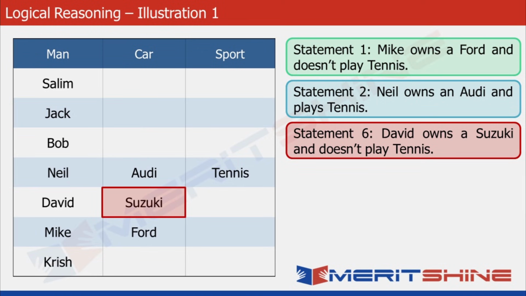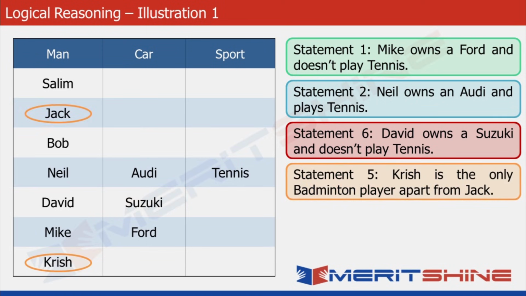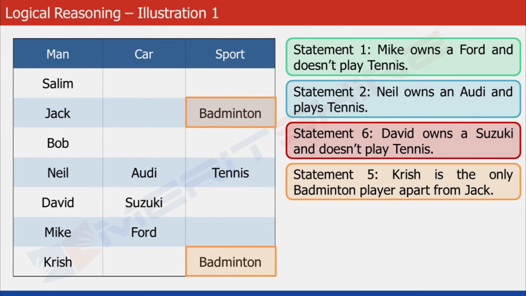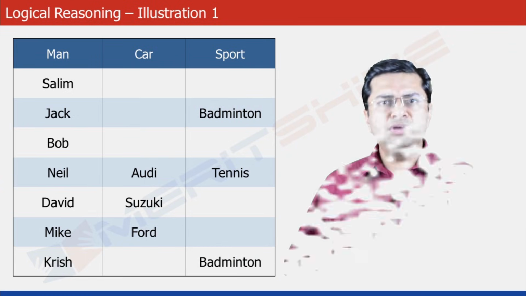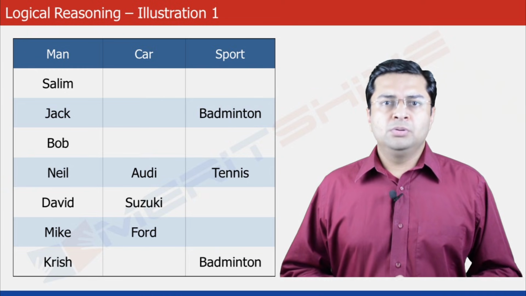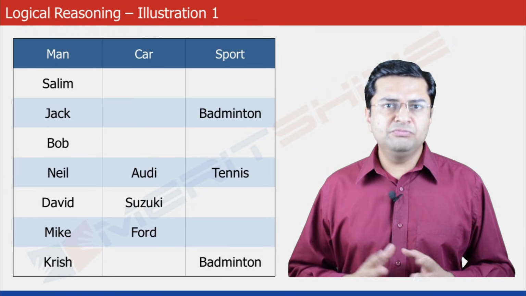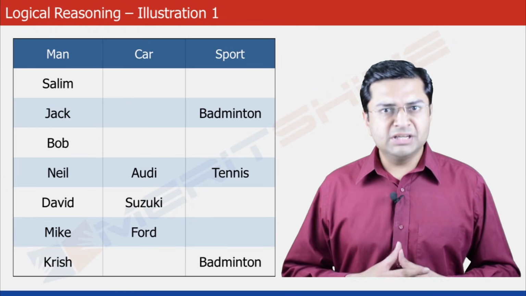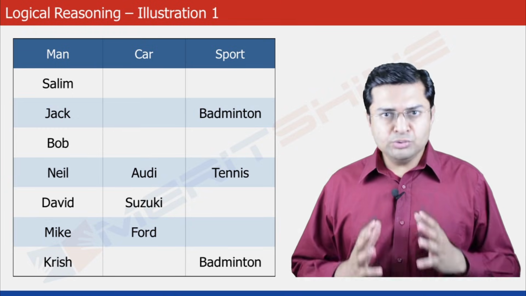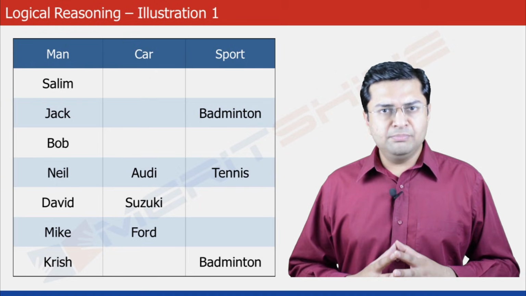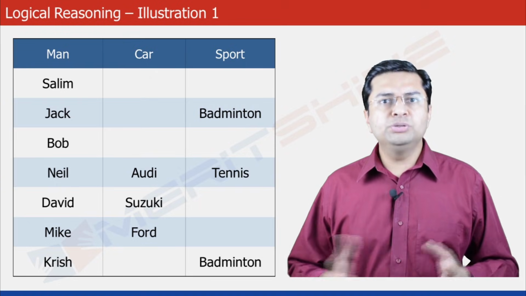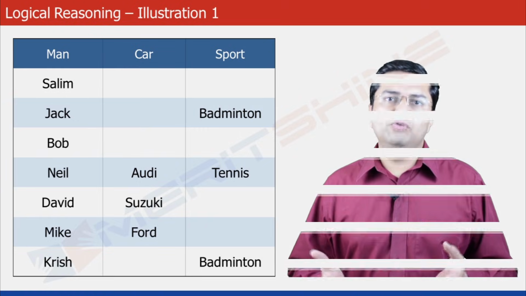We will use statement 5 next, which says that Krish and Jack are the only 2 badminton players in the group. So we put badminton in the 2 cells against Krish and Jack respectively, and with this we have exhausted badminton. We are now done with the simplest part of solving this problem. Having filled the basic information in the table using the affirmative statements, that's the positive ones, we now go on to the other statements. So the rule is very simple. We use the affirmative statements first, fill in the table as much as possible, and then go on to the statements that are negative or more convoluted.